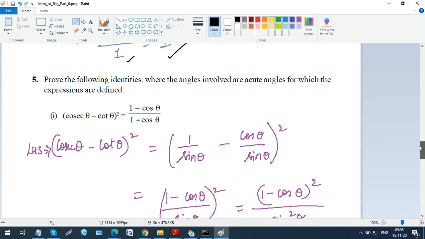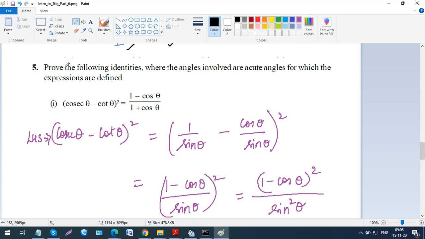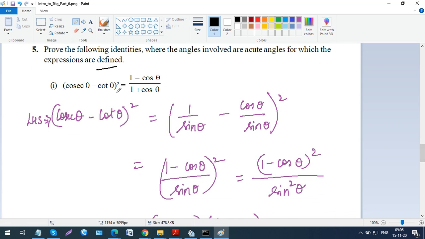Now come to question number 5. It says, prove the following identities where the angles involved are acute angles for which the expression are defined. So this you have to prove. Whenever you are proving a particular identity, you should see that the trigonometric ratio is expressed in the simplest basic form, okay? The simplest is you can write everything in terms of sine or cos. Try to write everything as sine or cos theta. So here they have given cosecant, so let's take the LHS alone. Cosecant theta minus cot theta the whole square.